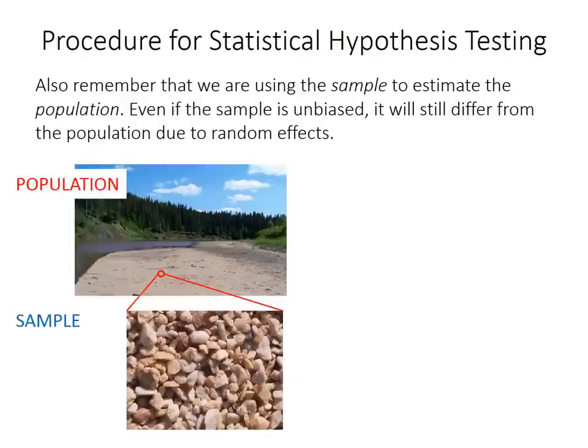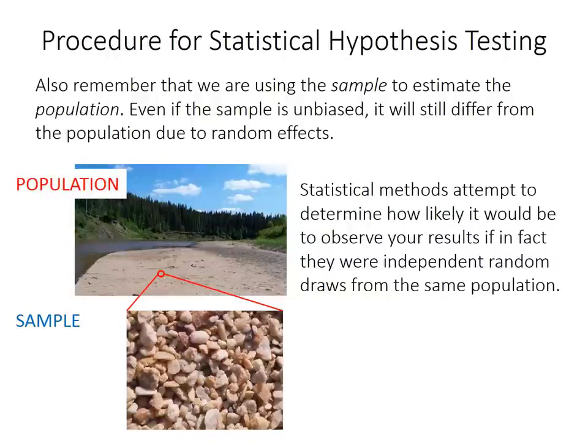So remember that we're using the sample to estimate the population. Even if your samples are unbiased, meaning they're not deliberately higher or lower than the population, you'd still expect two samples to differ from each other to some degree just because they're randomly drawn from the population. So the main point of statistical hypothesis testing is to determine how likely your observations are if the null hypothesis is true. So basically, how likely are your observations if in fact your two samples were independently drawn at random from the same population.